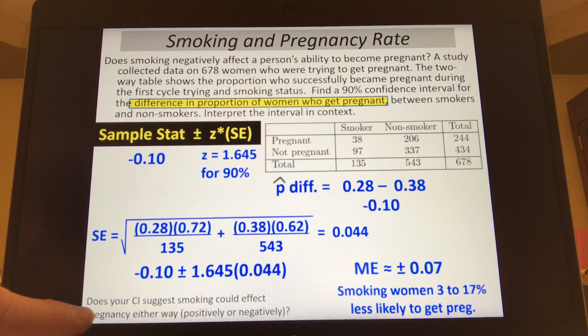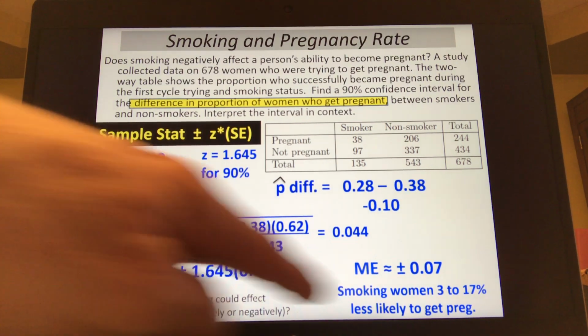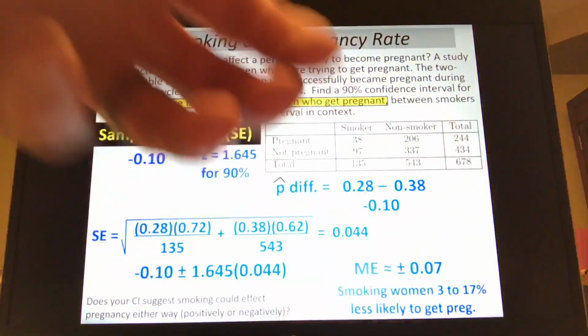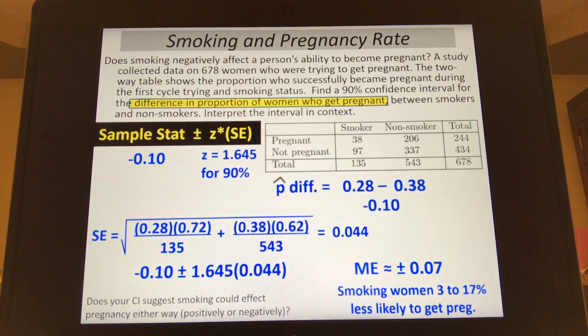That last little question, hopefully this is on your paper. Hopefully I was smart enough to put that on there. Does the confidence interval suggest that smoking could go either way? Not based on the signs. These are both going to be negatives, suggesting that even if it's a small negative percentage on here, it's still saying that you're less likely to get pregnant if you smoke. So we'd say no way. That confidence interval does not straddle zero, doesn't cross over zero.